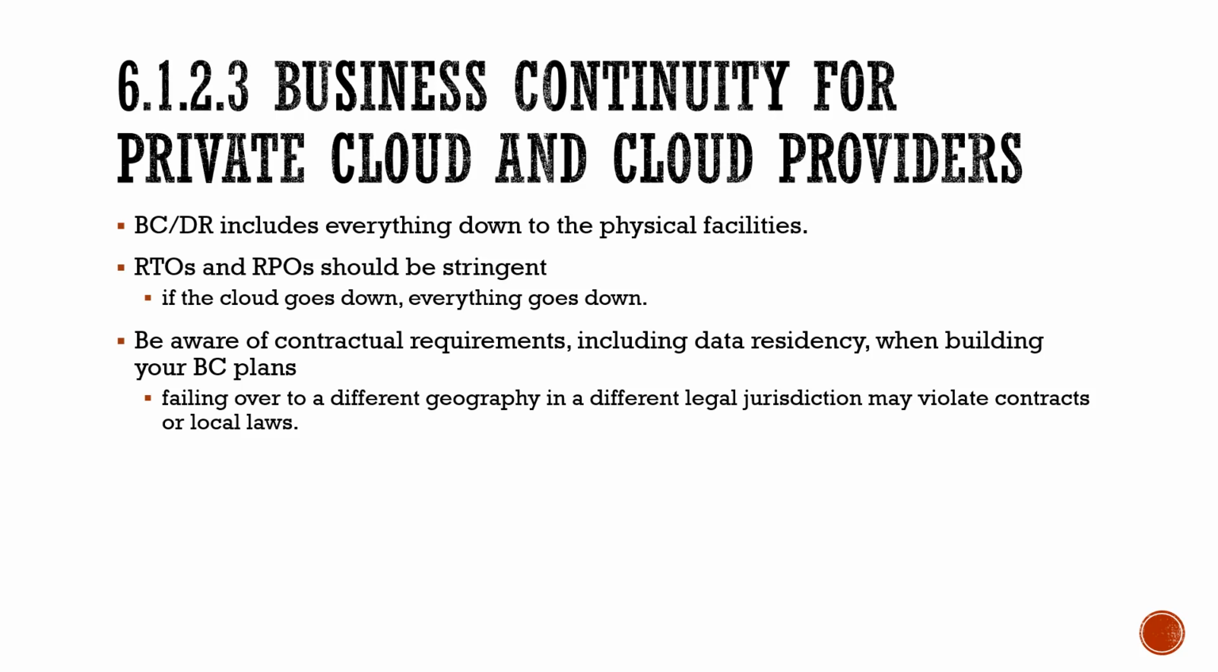Contractual requirements might also come into effect if there is a disaster. What is in the contract? And how do you plan to fail over to a different geographic location in a different legal jurisdiction? That might introduce some contract violations for local laws and things like that. So if it's a company that is geographically dispersed, it is a good idea to know what the laws of the new location are, and how they will impact your systems and your operations.